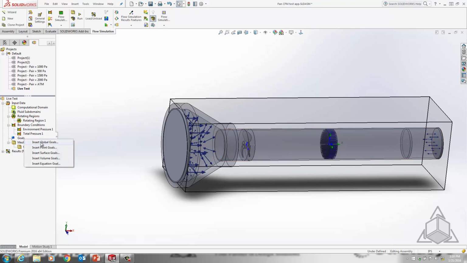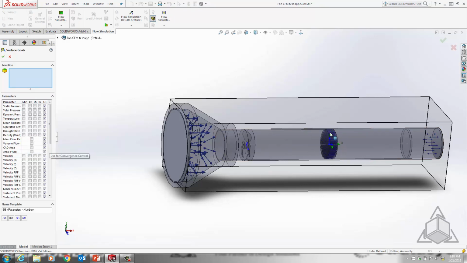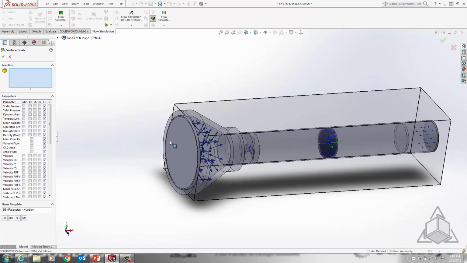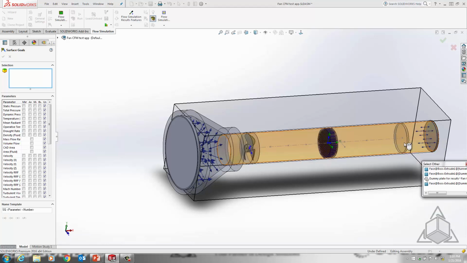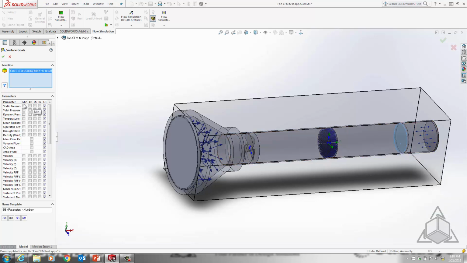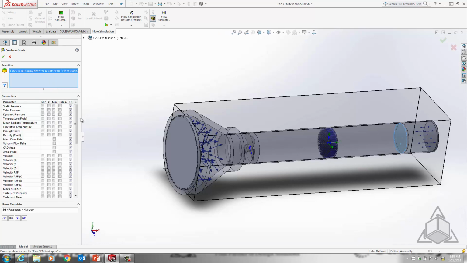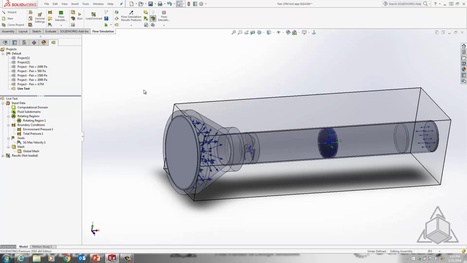So I'm going to say insert a surface goal, and I'm going to actually select that face, and I can say velocity. I'm going to say max velocity and say OK, and that's it. So I've set one goal there, and at this point your analysis is ready to set up.